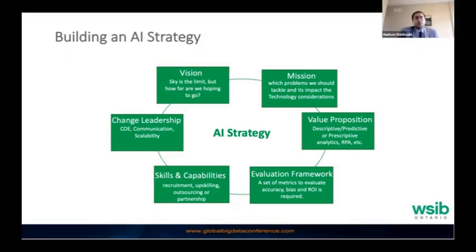When it gets to the next part of the strategy, you have to identify: okay, what are the skills and capabilities needed, and what's my current state? What can I do?